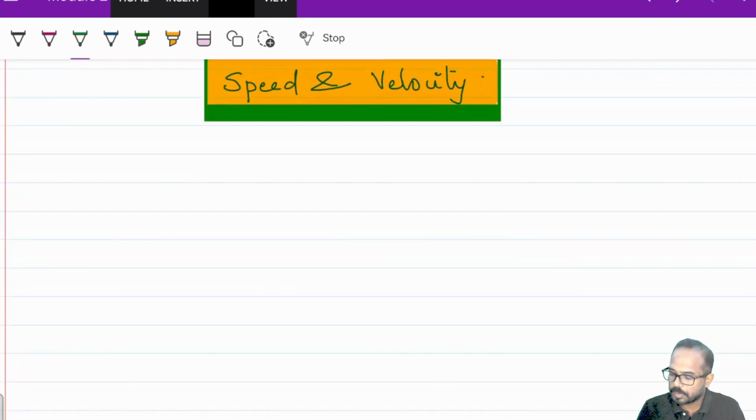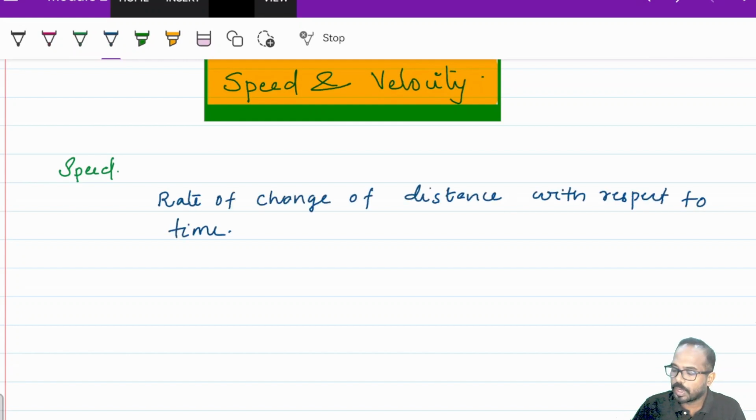What is speed? Speed is defined as the rate of change of distance with respect to time. It depends on the distance. Distance, we know, is a scalar quantity, so speed will be a scalar quantity.